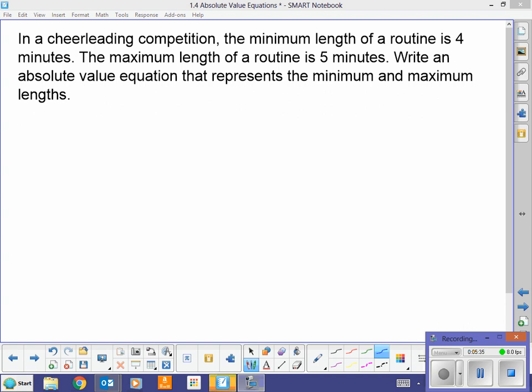Okay, so you know the minimum and maximum lengths. You're asked to write an absolute value equation that represents these lengths, so the 4 and the 5. Okay, so that basically means the median or the ideal length would be 4.5 minutes. Well, I call it the ideal length, and it's going to equal 4.5 minutes, halfway between 4 and 5.